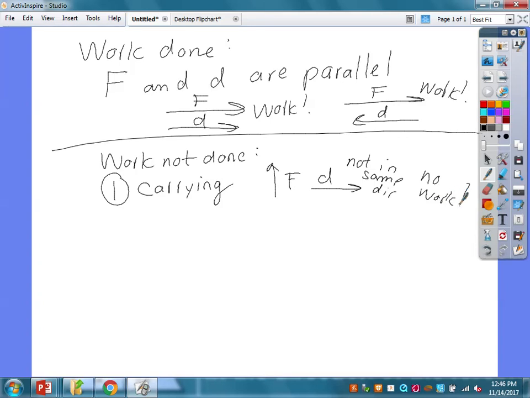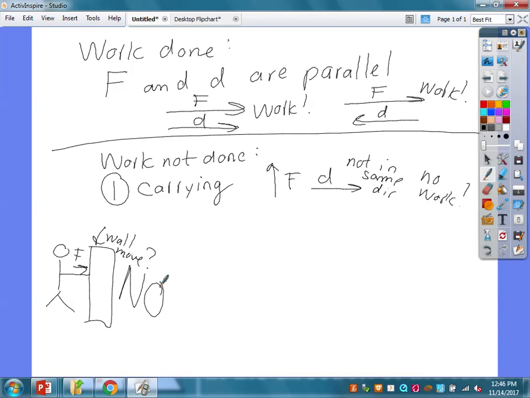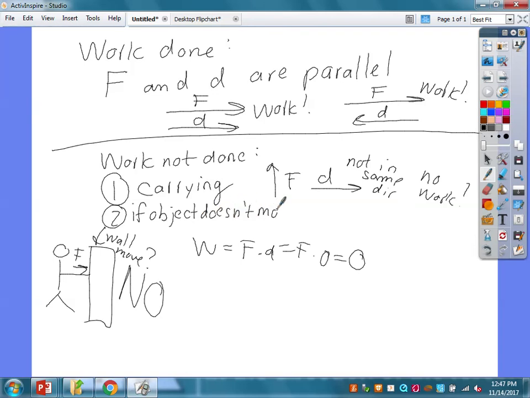The other more obvious example, okay, you get to see some more of my awesome pictures, is if I push a wall. If I push a wall, I can apply a force, but does the wall move? Of course not. The wall will not move. So clearly, work equals force times distance. Force times 0 is 0. So what I'm trying to say is work is not done if the object doesn't move. The object has to move in order for work to be done.